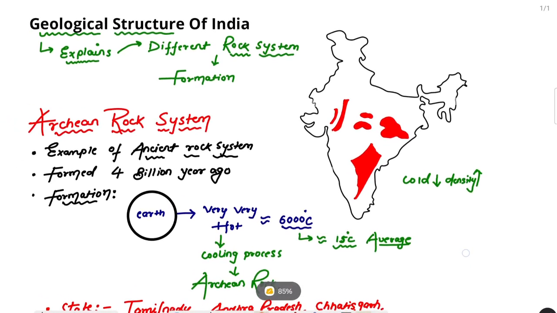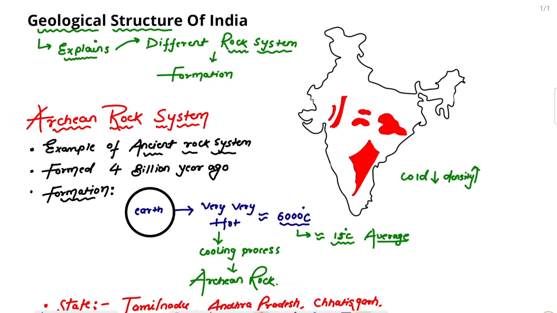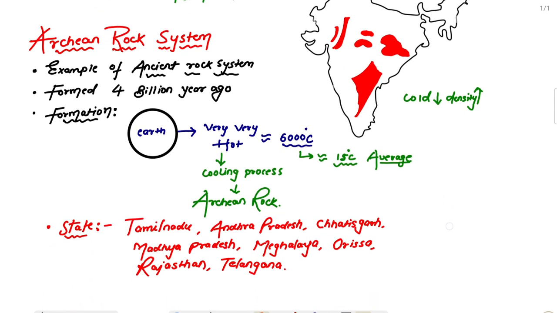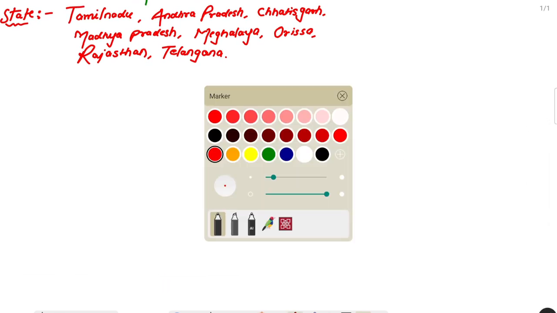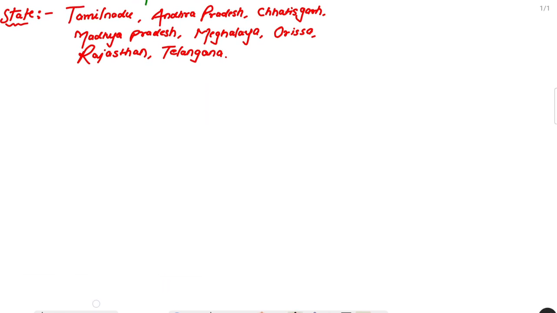Now what we discuss is what the Archean rock system is. It is known as the ancient rock system, formed 4 billion years ago. Then the formation, how it gets formed, where it is located. Now the question is, what are the characteristics of this Archean rock system? Characteristics means the properties of this Archean rock system. So we are going to talk about this one by one. So let us go with the characteristics of the Archean rock system.